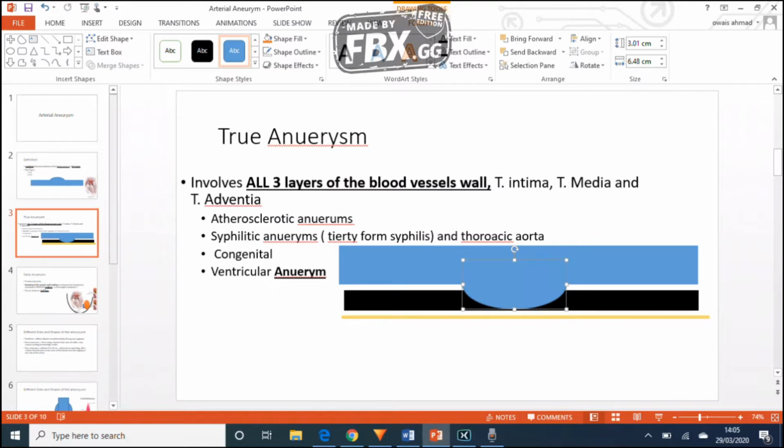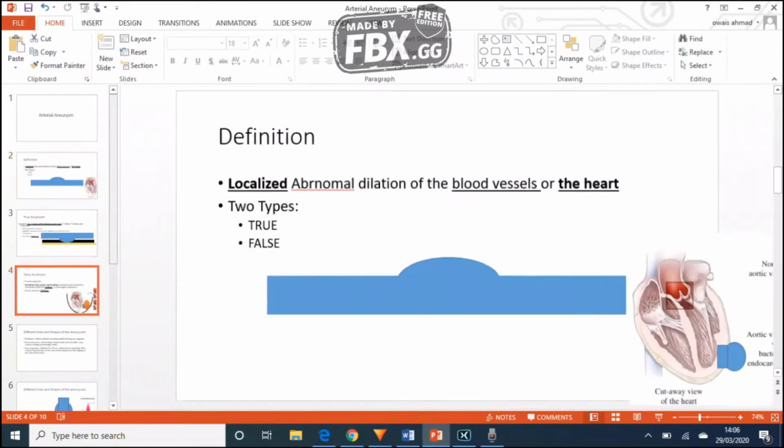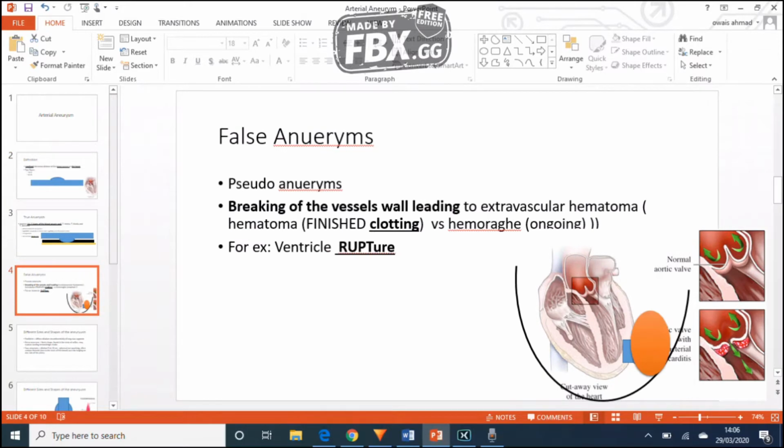And then the fourth cause, which is not of the blood vessel, is of the previous one: ventricular aneurysm, as shown previously. Then a false aneurysm is a pseudo aneurysm, and pseudo basically means not genuine. A false aneurysm is essentially a rupture, but obviously that's not a good word. You can just say it's the breaking of the blood vessel wall leading to an extravascular hematoma.